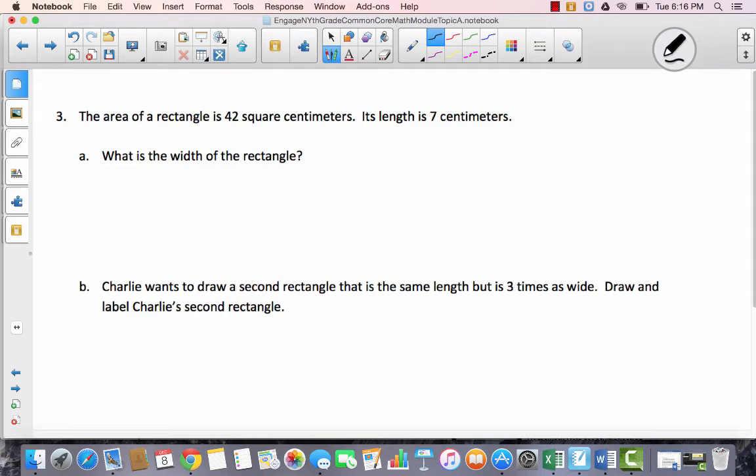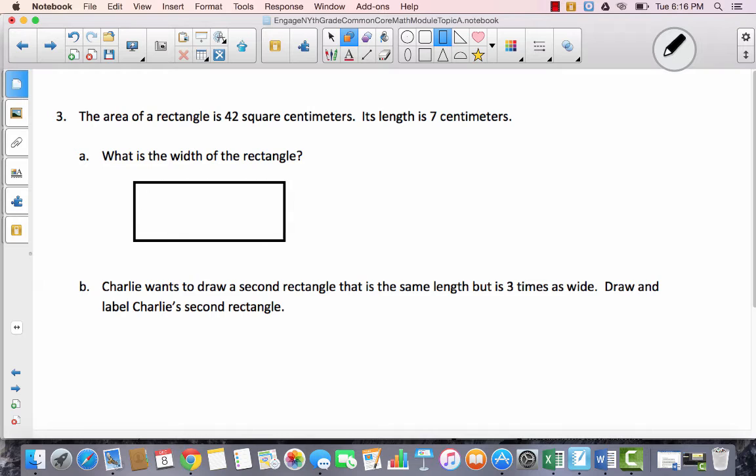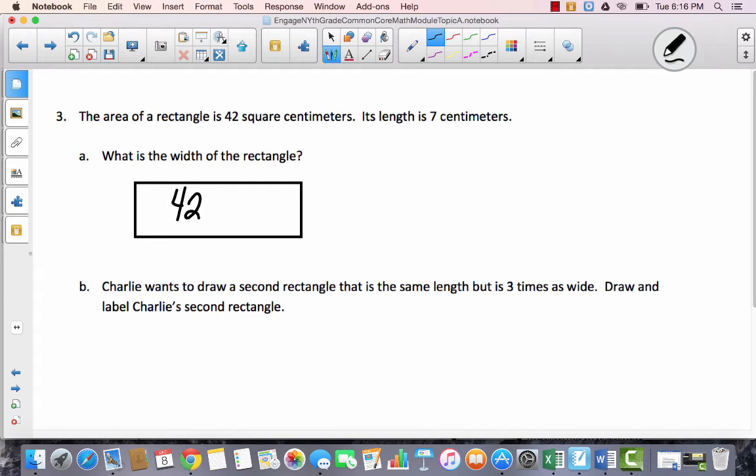All right, let's take a look at the back side. The area of a rectangle is 42 square centimeters. Its length is 7 centimeters. So let's go ahead and draw our rectangle. Now it says, we know that the area is 42 square centimeters. So I'm going to go ahead and write that on the inside of this. So the area is 42, and the length is 7, and it's asking me for the width.